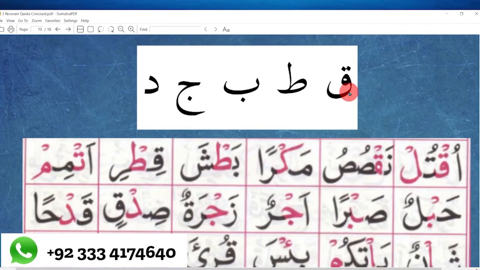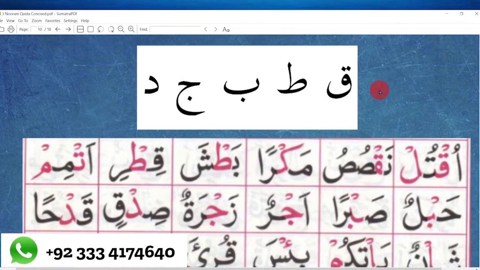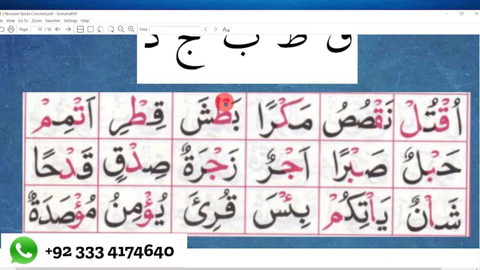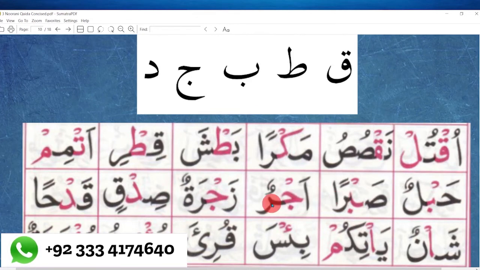Since kaf is not part of the qalqala letters, we are not applying qalqala here. Not makran, it's makran. Be careful not to apply qalqala on any non-qalqala letter. Only on qalqala letters will we apply qalqala. Just remember that. Batasha, qitri, atmim, hablun, sabran, ajrun, zajratun, sidqin, qadhan.